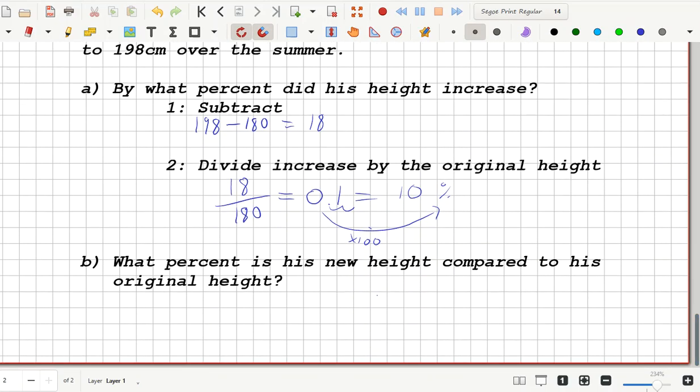But in terms of his original height, if we're comparing the new height to his original height, because it's a 10% increase, I take 100% and I add on the 10%, so I get 110%. So his new height is actually 110% of his original height because it's an increase, it's getting bigger, so it has to be more than 100%. So that's how we do percent increase.